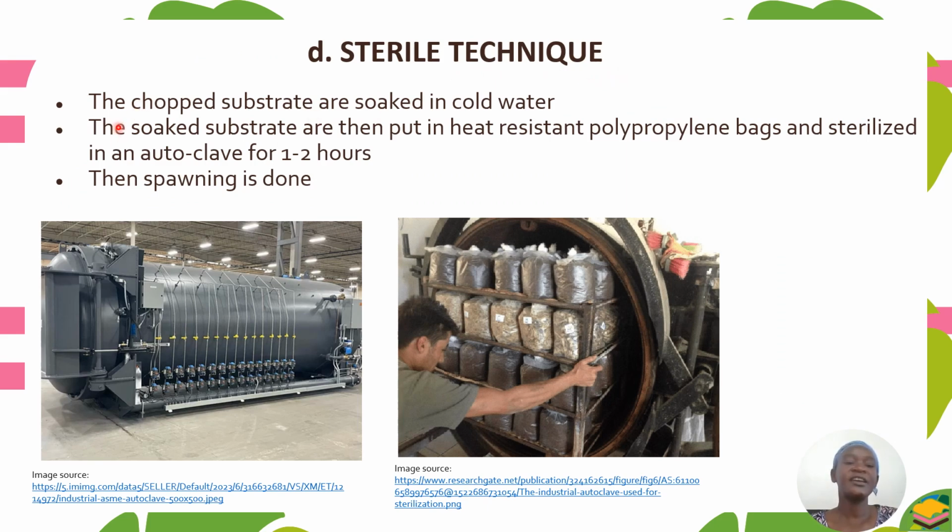Under the sterile technique, first of all, the chopped substrates are soaked in cold water, very cold water. Why in very cold water? In very cold water, most of the time the microorganisms will not be active, so they will not multiply much. The soaked substrates are then put in heat-resistant polypropylene bags and sterilized in an autoclave for 1 to 2 hours.